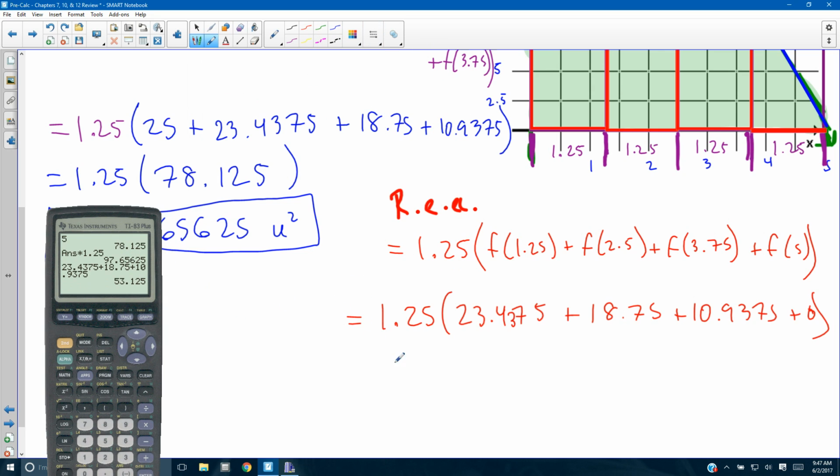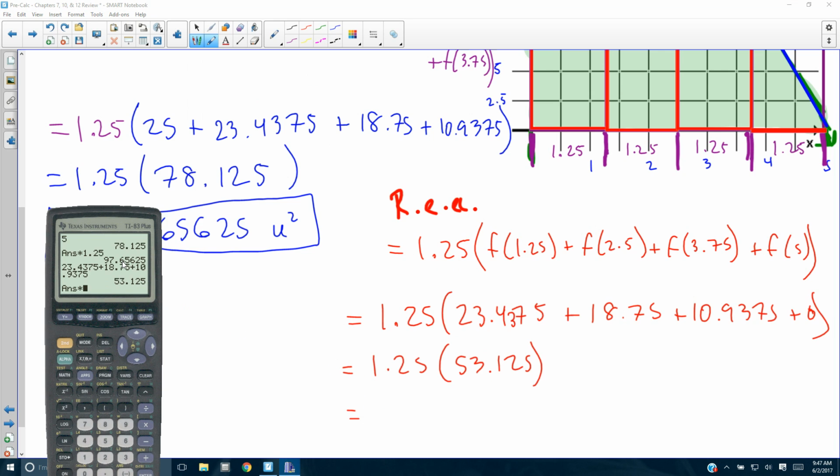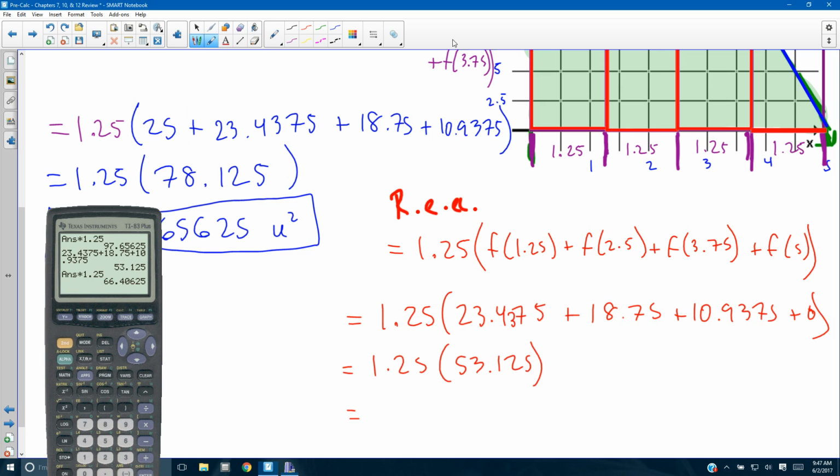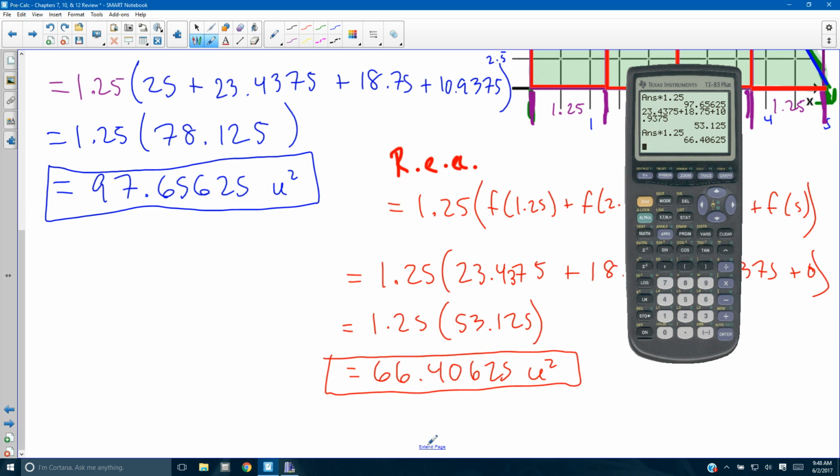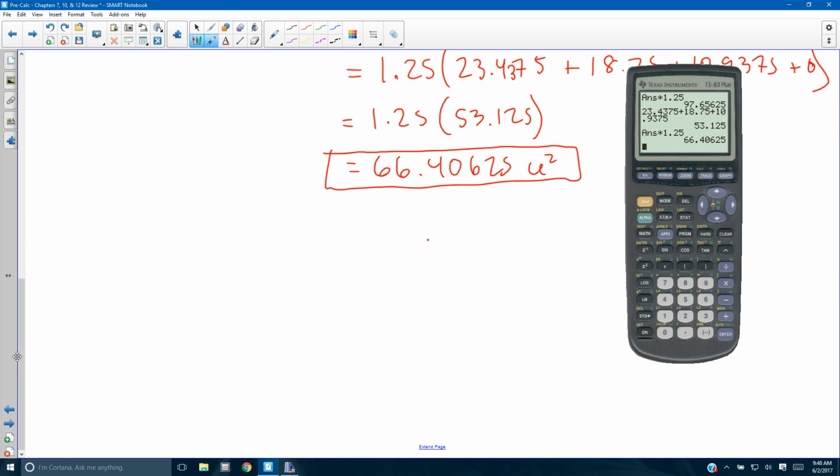So this one here is going to be 1.25 times 53.125, which is exactly 66.40625 square units. That's a right endpoint approximation. Now what I'm going to do is average these two numbers here. I'm going to average this one with this one. That'll give me the best approximation of what it is we got there.